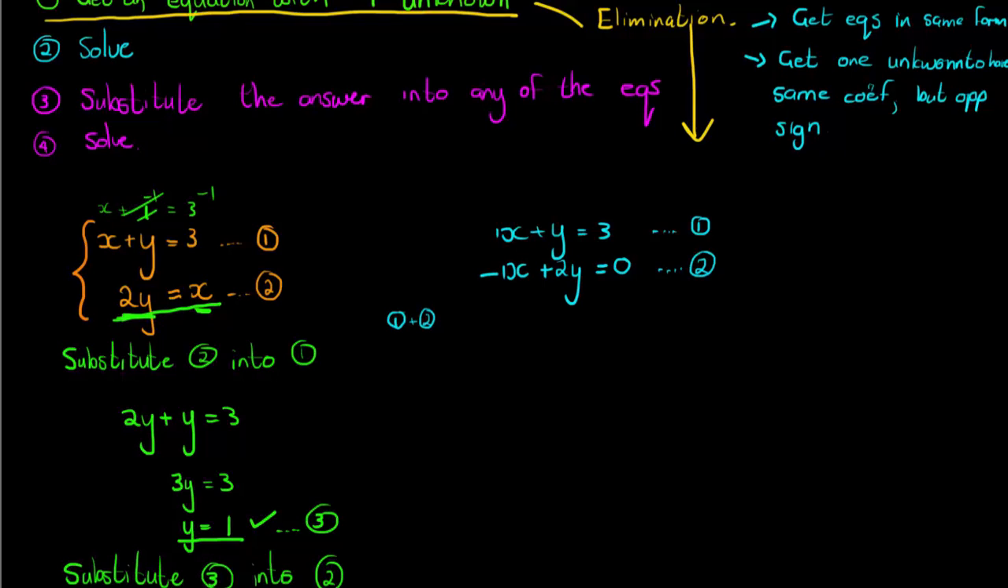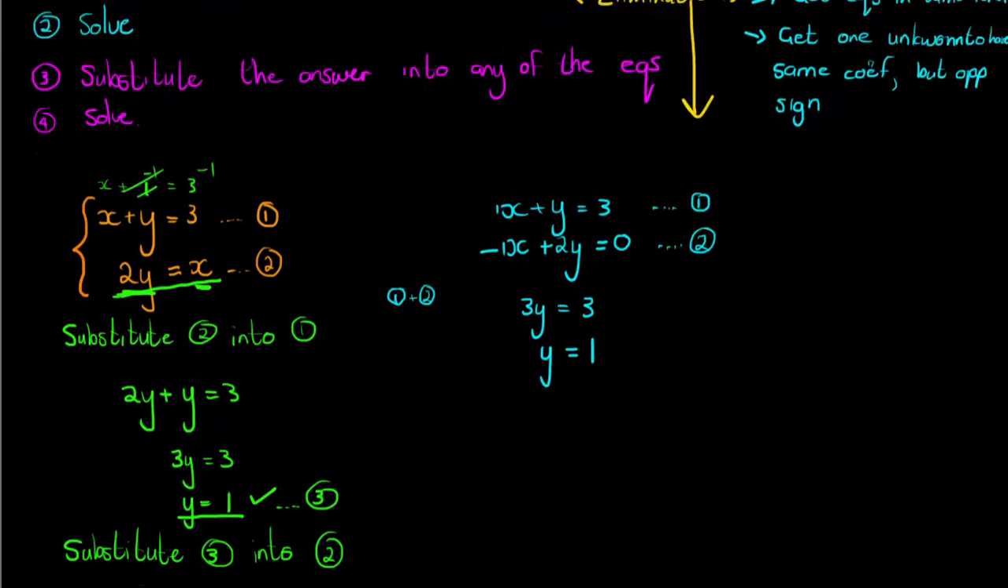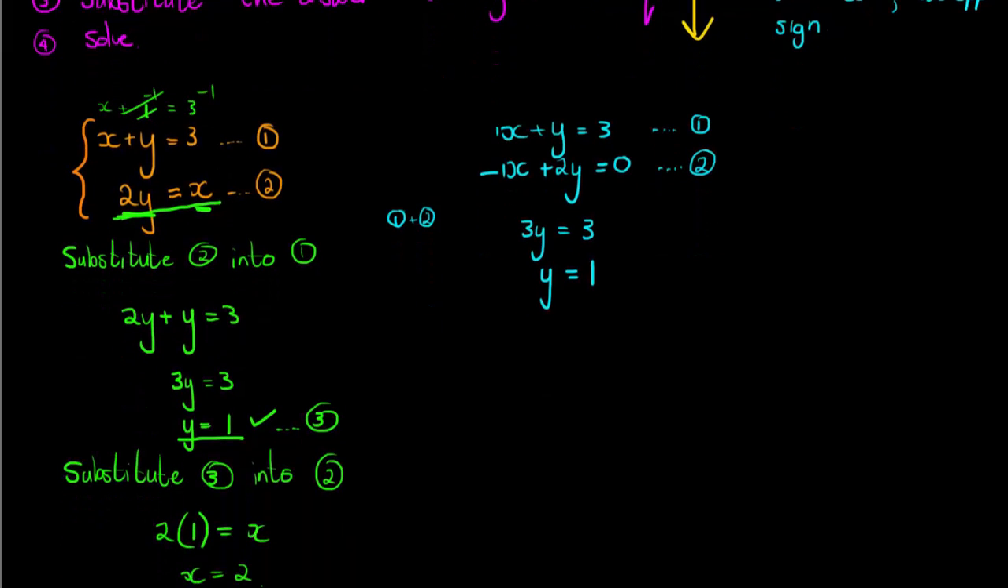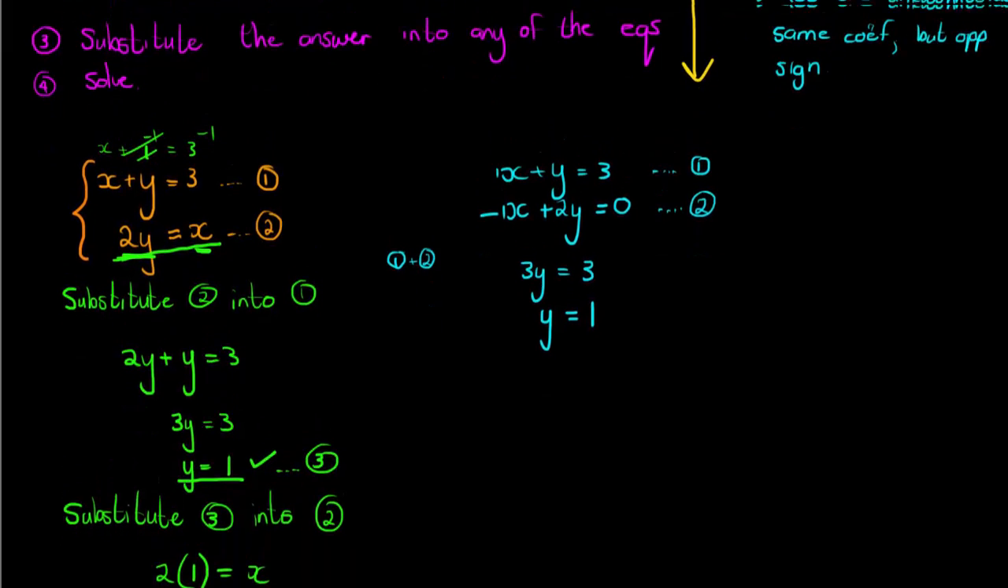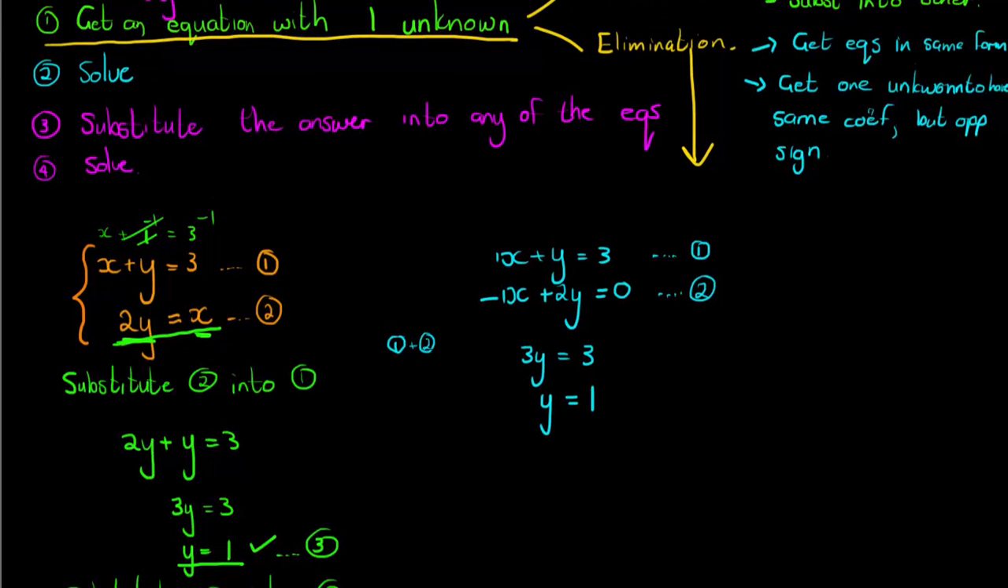y plus 2y is 3y. And on this side, 3 plus 0 is 3. So I've got 3 times y is equal to 3. That means y must equal 1. Okay, you can see it's quite a bit shorter method than this one. However, it's slightly more complicated, especially when you can't get the same coefficients.